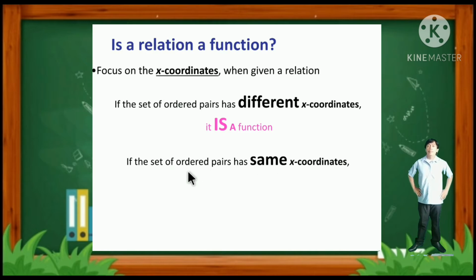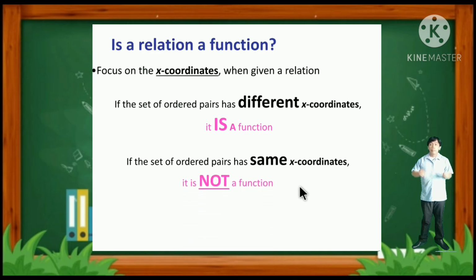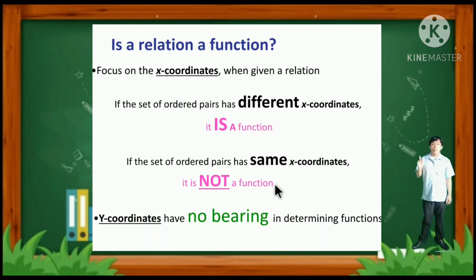Now, if the set of ordered pairs has same x coordinates, okay? May parehas daw sa x. Ano yung x? Yung mga lalaki. Okay? It is not a function. So, kung yung lalaki na ulit, bawal. It's not a function. So, kapag yung lalaki, iba-iba, that is a function. So, in short, y coordinates have no bearing in determining functions. So, yung y, nothing to do with the functions.